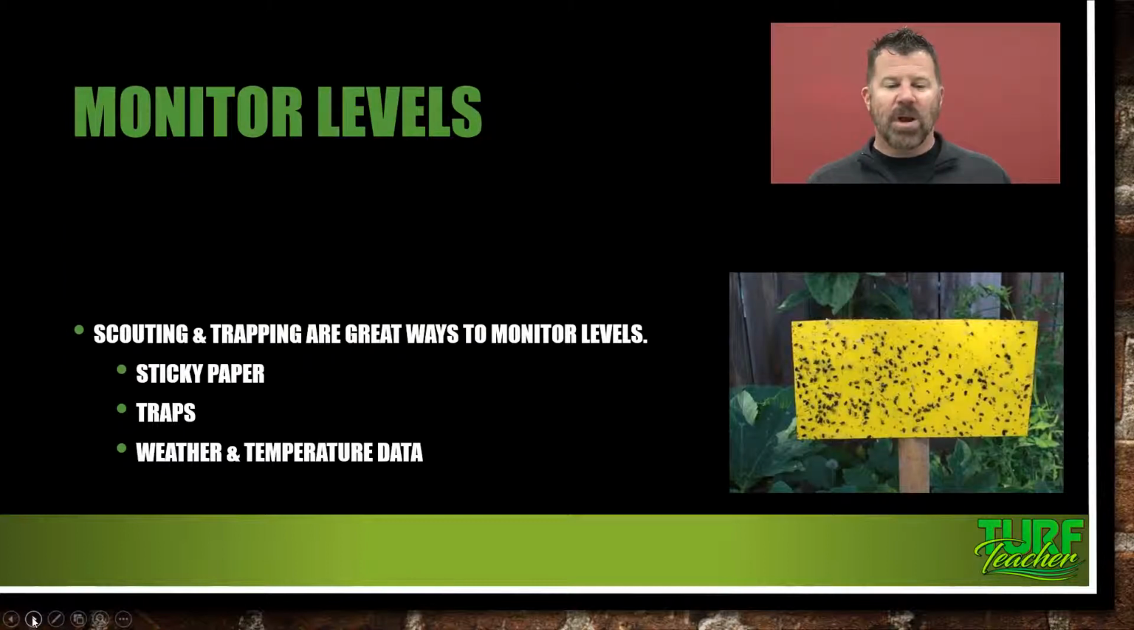Monitor the levels. Scouting and trapping are great ways to monitor the levels. Sticky paper, traps, but then always monitor the weather and the temperature data, because it could be something else. Again, it's proper identification. Think about it. Think about the tomato hornworm in the last lecture that you saw.